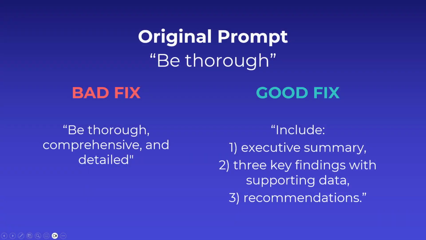Here's what doesn't work. If your original says be thorough, a bad fix would say be thorough and comprehensive and detailed. You're just adding in synonyms and it doesn't really help anything. But what would work would be to replace be thorough with include number 1, an executive summary, number 2, 3 key findings with supporting data, and number 3, recommendations. See the difference? One is vague piled on top of vague, and the other is structurally explicit.